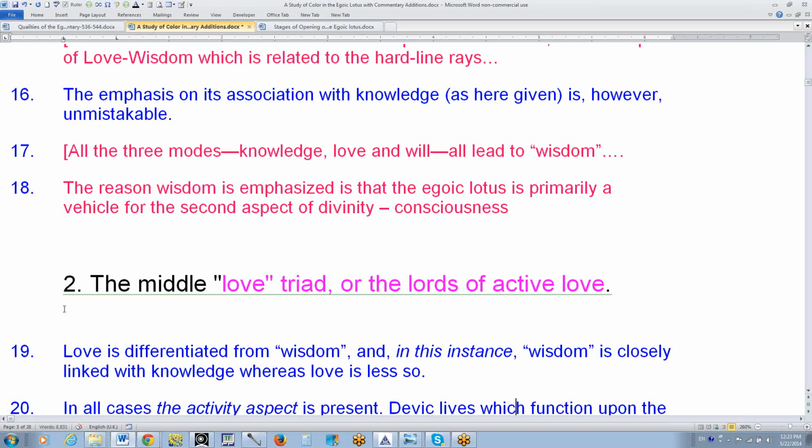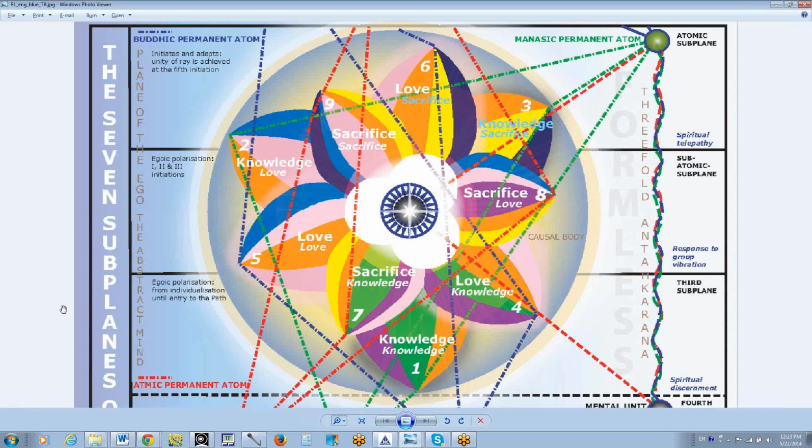Then we have the middle love triad. We're kind of using the color rose here. And of course, we remember that orange works throughout every petal of the Egoic Lotus. That is not the case with rose. Rose works through 10 petals. Well, no, that's not correct. One in the lower level of knowledge, and then 4 times in a way in the middle tier, so that's 1 plus 4, and then 3 times in the sacrifice tier, 7 times.